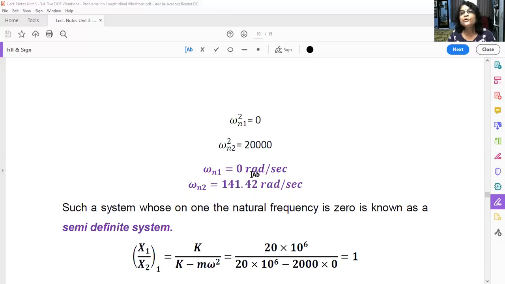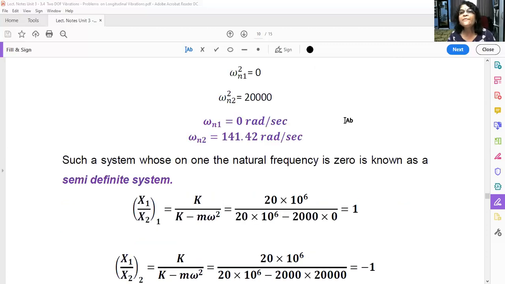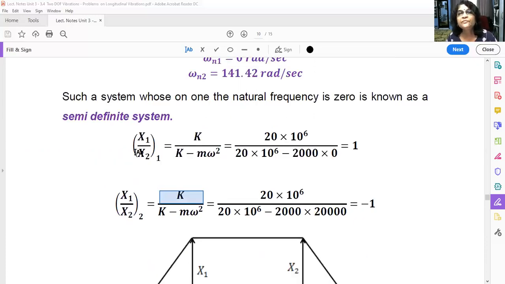Okay, so this is the system wherein one of the natural frequencies is 0, and such a system is known as a semi-definite system. Okay, so what is the definition of a semi-definite system? It is a 2 DOF system in which one of the natural frequencies is 0. Understood? Now, let us find out the two principal mode shapes.